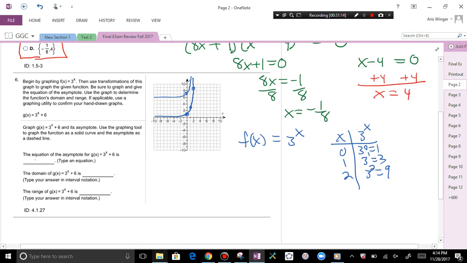So the y asymptote is y equals 6. The domain's the whole real line. The range is 6 to infinity. If it's a negative, or if it was 3x minus 6, something negative 6. That's right.